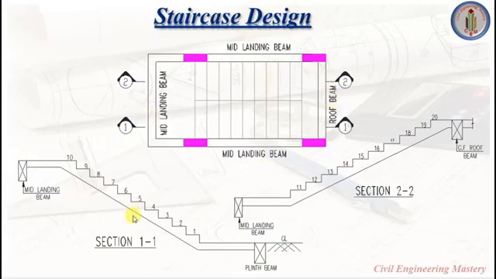Okay, so here are two sections. If you see here, it is starting from the ground level and it is the landing; this landing is supported with the mid landing beam. This is the mid landing beam, and here is the another section. So it is starting from here, from mid landing beam to roof beam, ground floor roof beam, that is the first floor level. Okay.